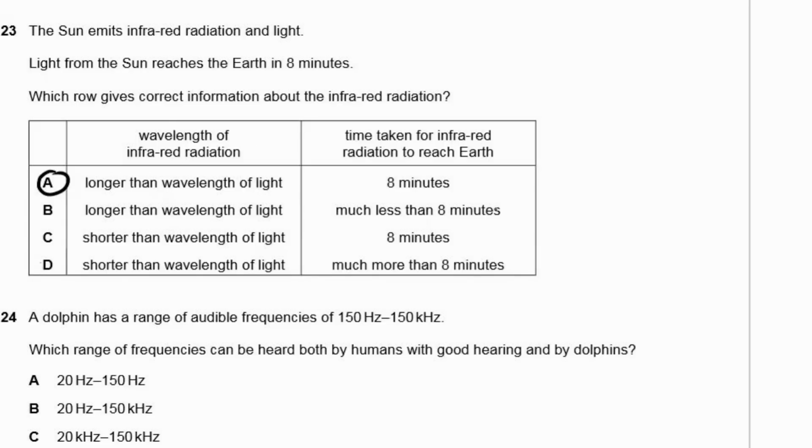There we go. Because it's not going to take less time, so it certainly isn't B, and it's not D, and the wavelength, if it was shorter, it would have more energy. Infrared light has less energy than visible light.